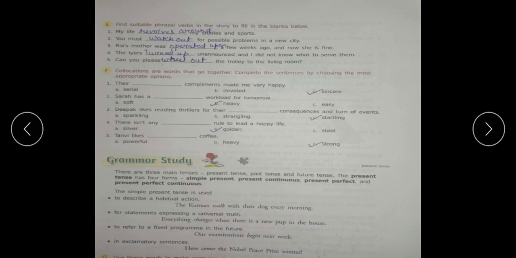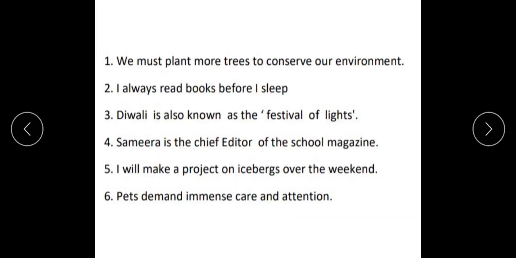The words given are: environment, festival, icebergs, book, editor, pets. So let's start. The first word given is environment. The statement we can make using environment is: we must plant more trees to conserve our environment. The second word given is book. I always read books before I sleep.